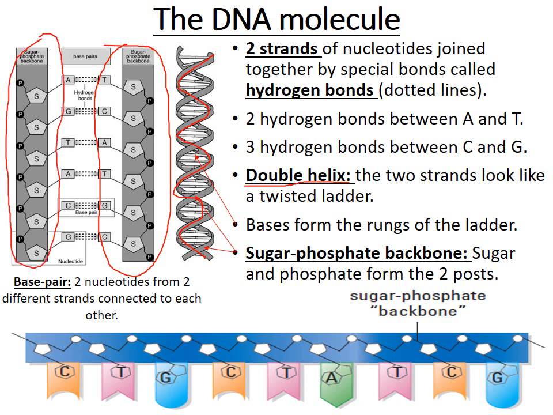The rungs, like the step over here, the steps of the ladder, those are your bases. Those are your nitrogenous bases. So this is a rung of the ladder, a nitrogenous base. The posts, the sides of the DNA, that's just sugar and phosphate. So we call it the sugar-phosphate backbone.